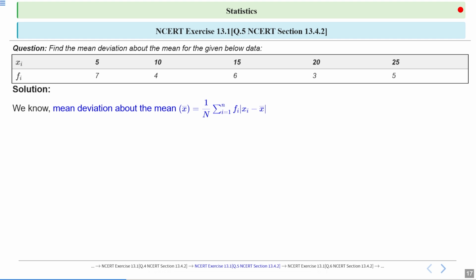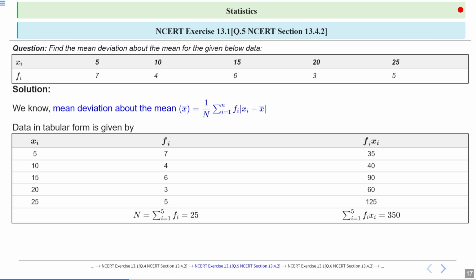First of all, we know mean deviation about the mean is 1 by n summation i equal to 1 to n f_i multiplied with the absolute value of x_i minus x bar. Now let's organize our data in a table to make calculations easier. So we will list x_i, f_i, and then calculate f_i times x_i for each row.